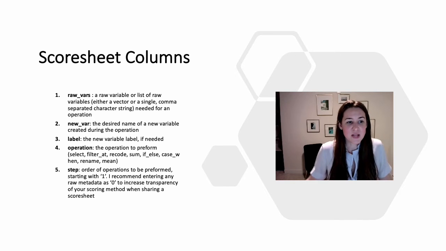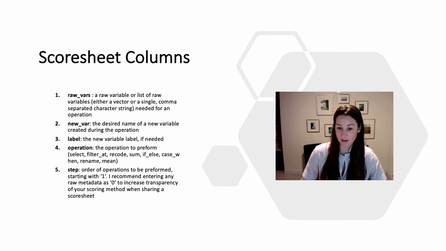Okay, so let's talk about the score sheet columns. So there are 11 columns, as you just saw, and I'm going to talk about the first 5 in this slide, the next 6 in the following slide. So the first column is that raw_vars column, and this is a raw variable or a list of raw variables that can be either a single character string if it's one variable, or a comma-separated character string if it's multiple variables that are needed for an operation. So anything that is a raw variable that you're going to be using for that particular transformation, you're going to put it in the raw_vars column.